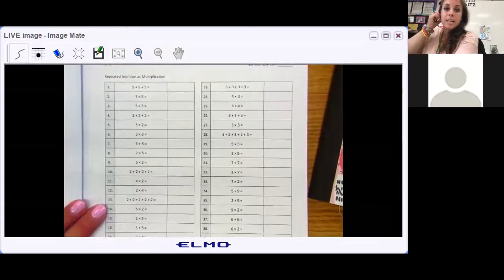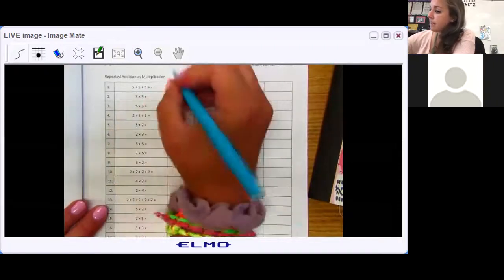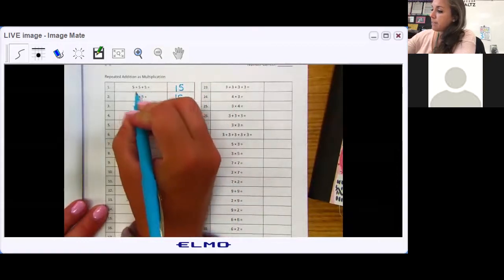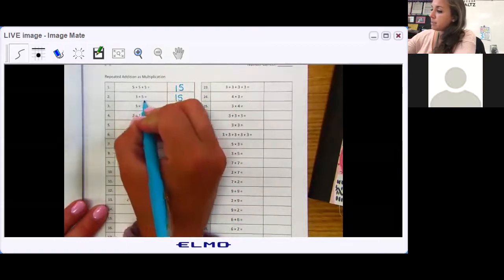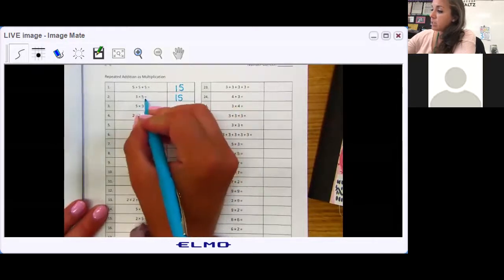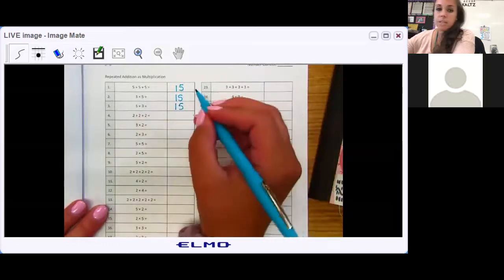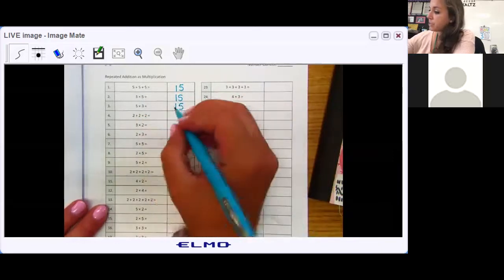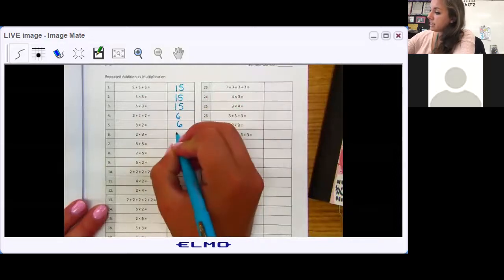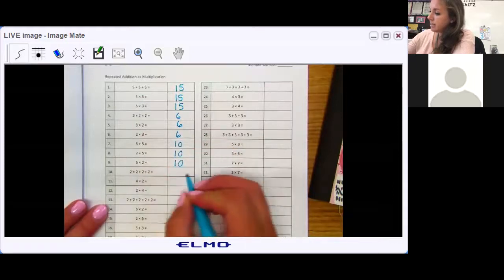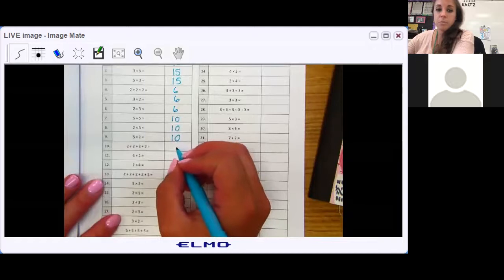All right, this sprint was repeated addition connected with multiplication. So 5 plus 5 plus 5, we've got 15. And that's the same as 3 groups of 5. 1, 2, 3 5s. 3 times 5 is 15. And then we can swap those and do 5 times 3 is also 15. So these numbers are going to be groups of 3. So we've got 6, 6, 6, 10, 10, 10. Again, if I'm going too fast, you can pause the video to catch up.